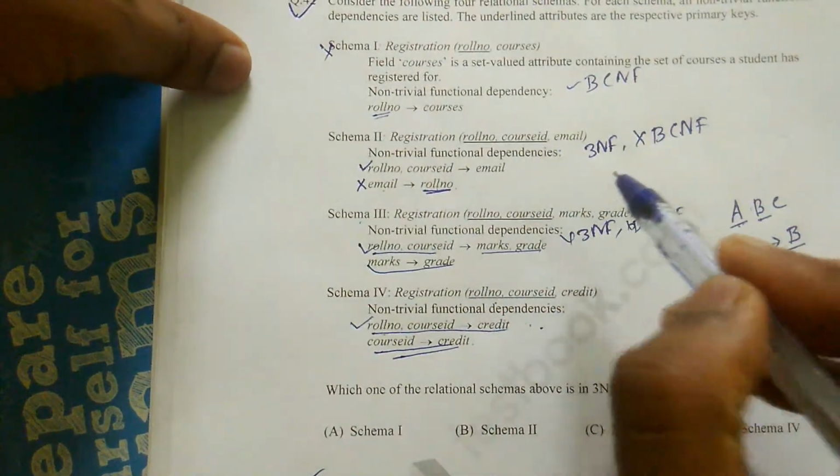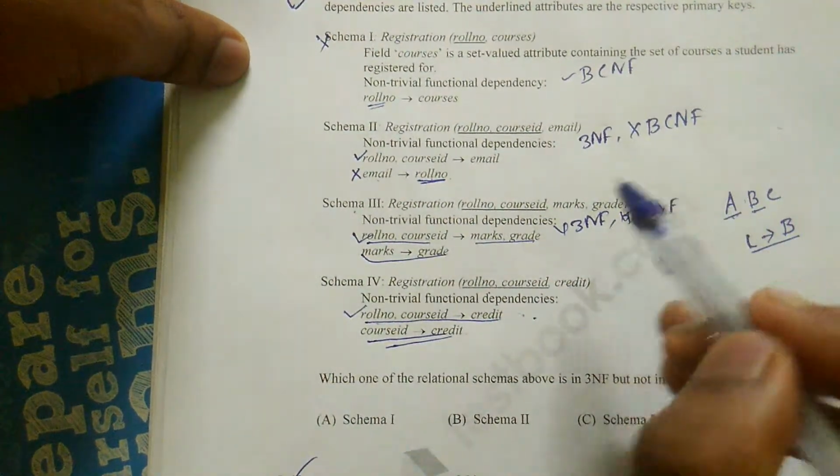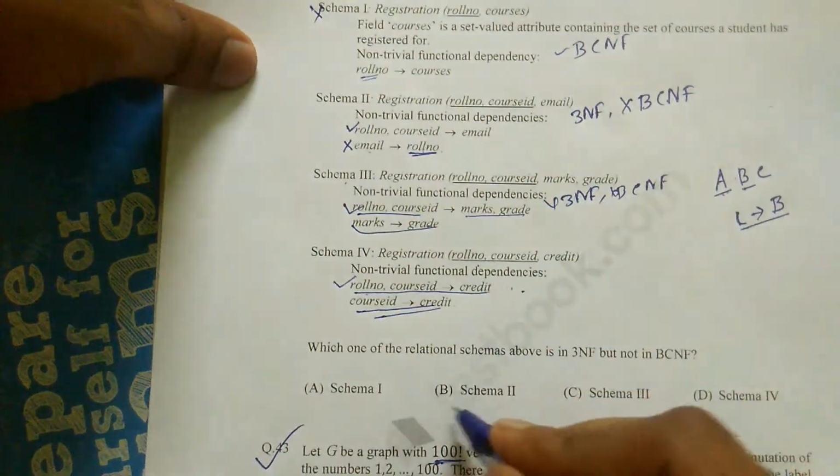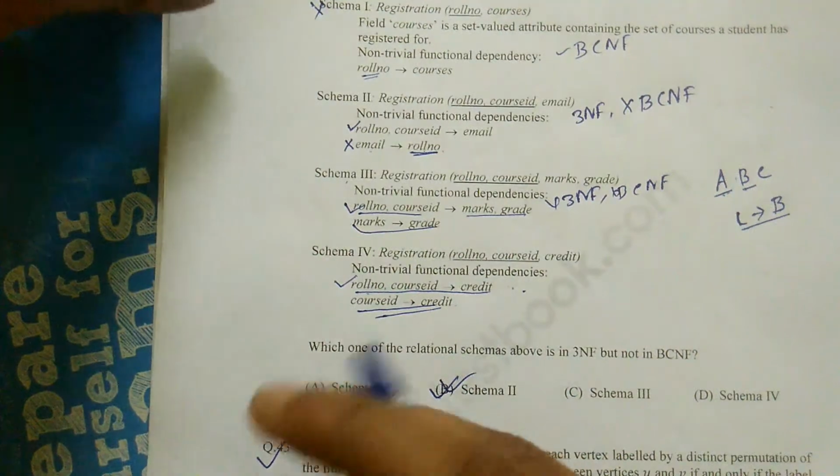So only one option is not in BCNF but is in third normal form according to the question, that is schema 2. So for this question, B is the answer.